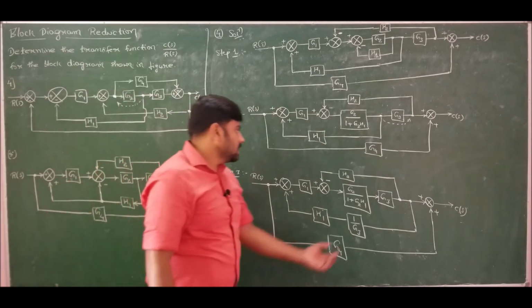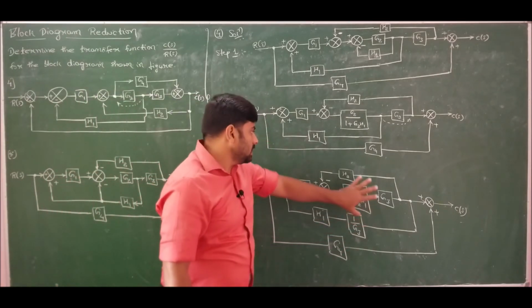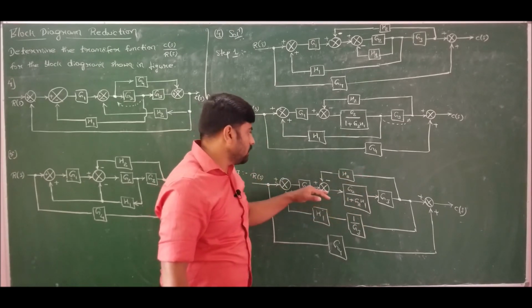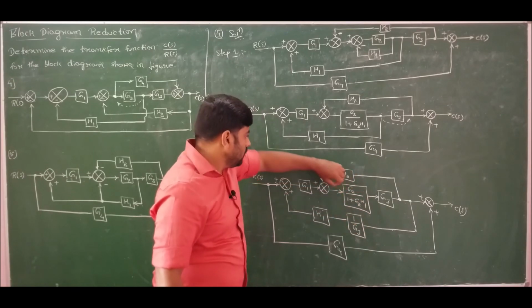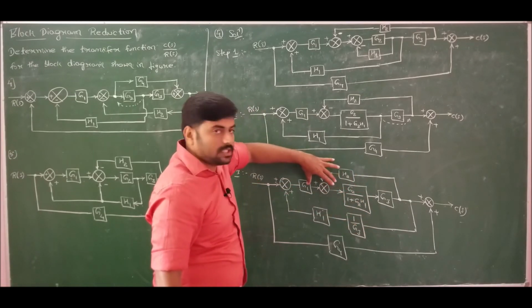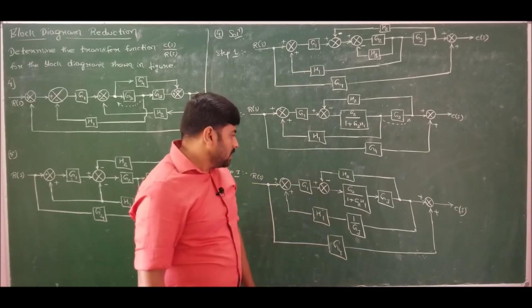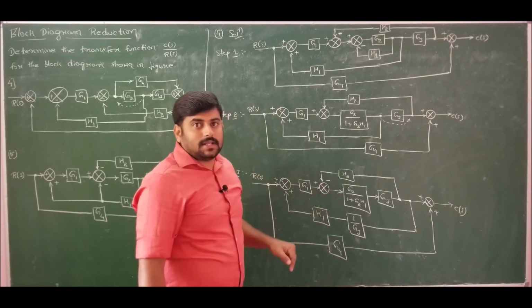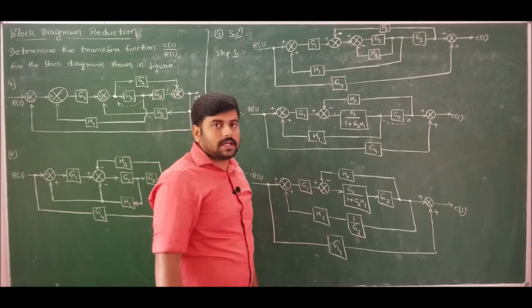So now you can see these two are in series. It is G2 G3 by 1 plus G2 H1, and this will be a minor loop because we have one forward, one backward, one summing and one takeoff, and that will be in series with G1, and this will be a loop. And finally we have the two blocks which are in parallel, not the canonical form. Two blocks in parallel is the final step we are getting.